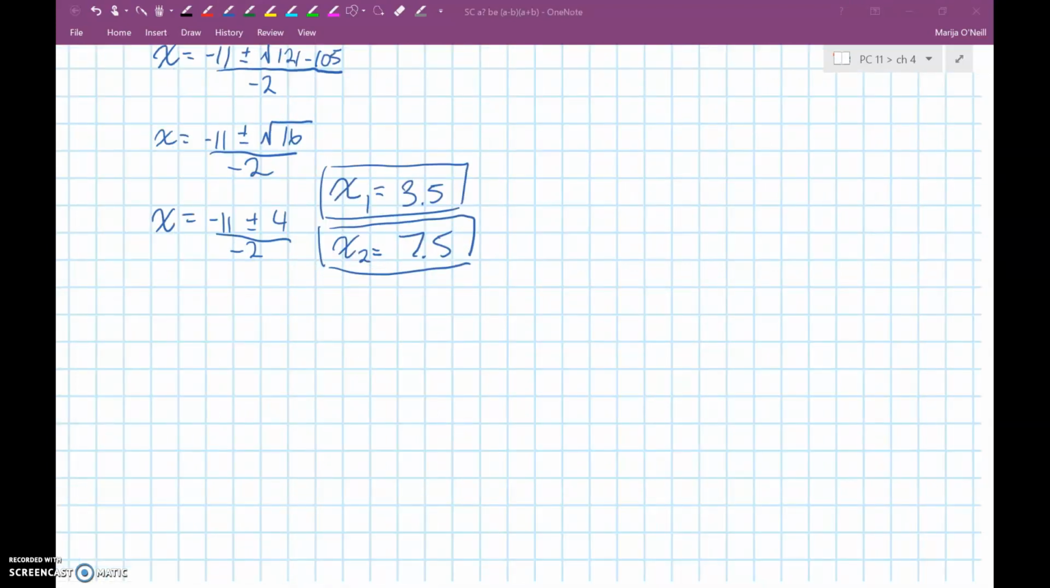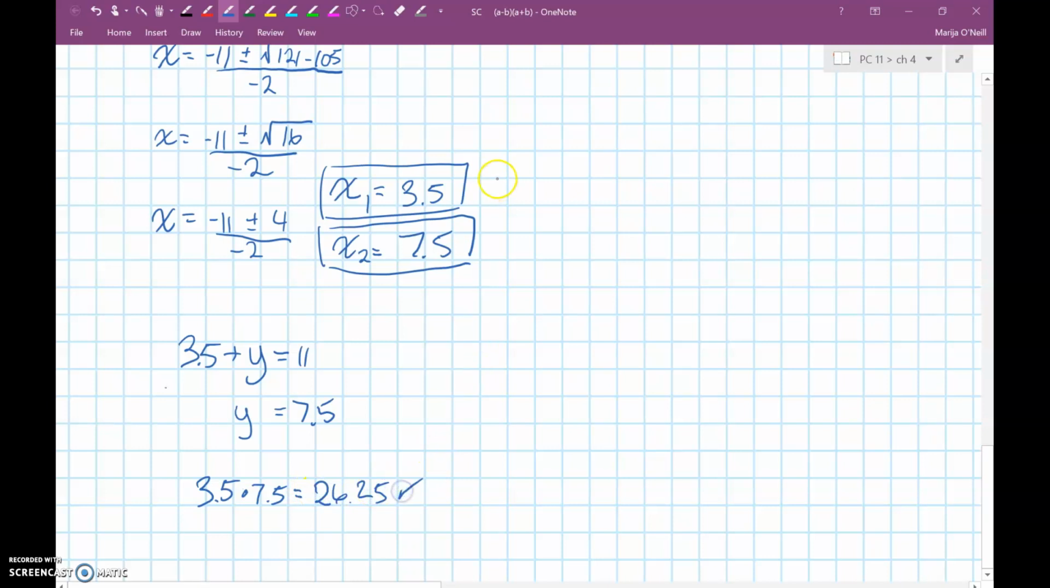I'm going to check these numbers by plugging them back in. So I'm going to plug in 3.5 first. 3.5 plus y equals 11, and minus 3.5 from both sides. Try to keep the equal signs in place. y equals 7.5, that's this number. And then 3.5 times 7.5 equals 26.25. So these numbers are both right.